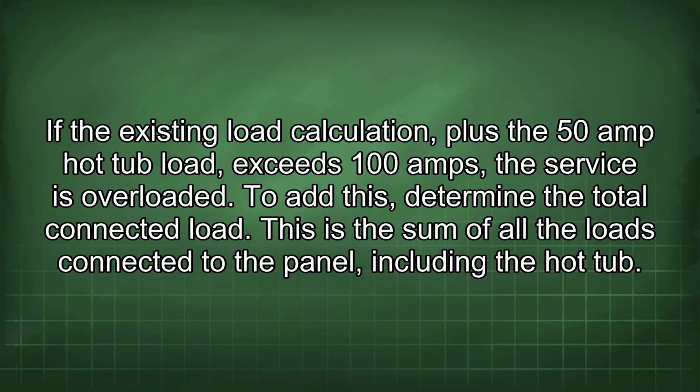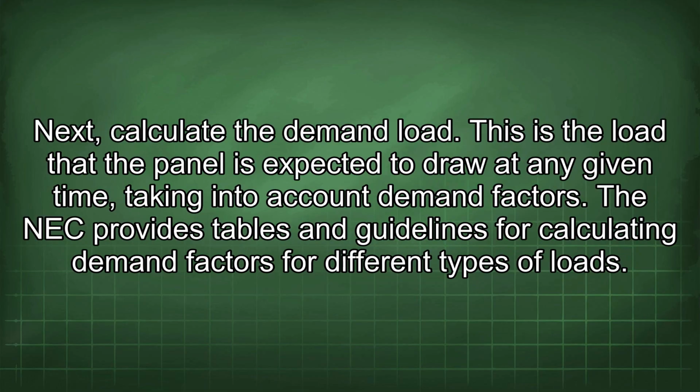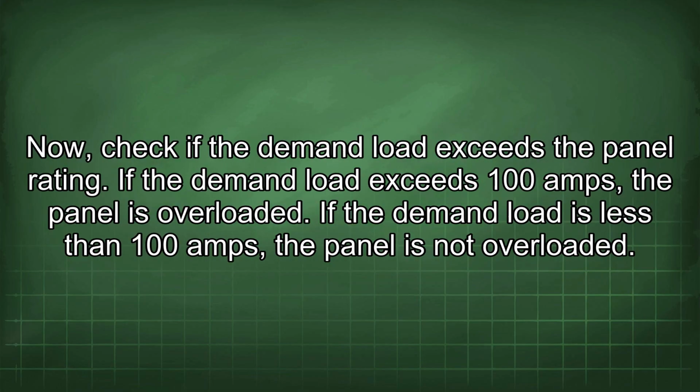To do this, determine the total connected load. This is the sum of all the loads connected to the panel, including the hot tub. Next, calculate the demand load. This is the load that the panel is expected to draw at any given time, taking into account demand factors. The NEC provides tables and guidelines for calculating demand factors for different types of loads. Now, check if the demand load exceeds the panel rating. If the demand load exceeds 100 amps, the panel is overloaded. If the demand load is less than 100 amps, the panel is not overloaded.